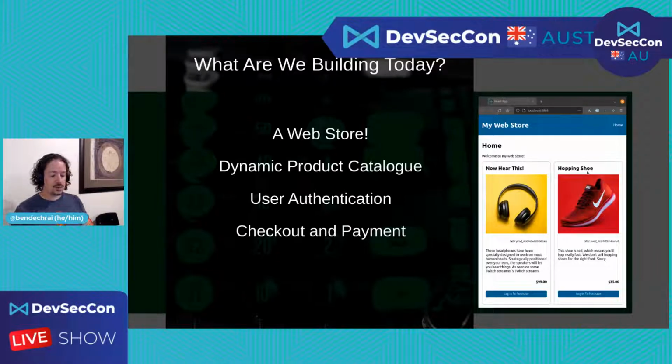So we're going to build a web store. We want a dynamic product catalog, so we don't want to have to rebuild the application every time a new product is added or a description changes or any of those kind of things. We want to add user authentication in, so we know who is making a purchase, and they can come back in the future and perhaps look at their orders and those kind of things. And we want a checkout and payment mechanism. There's no point in being able to sell things if we can't take somebody's money. So I wanted to put these four things all together.